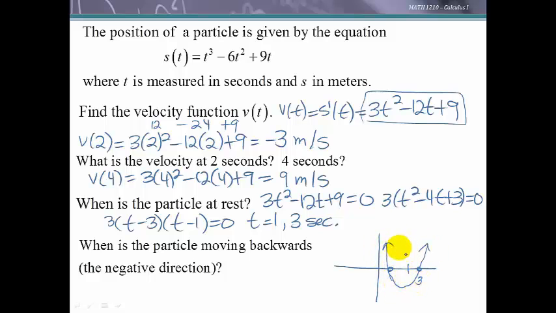I don't need it any more accurate than that, because now I can answer the question of when it was moving. When velocity is positive, that would be these upper pieces, and when the velocity is negative, that would be this lower piece there. And when we put 2 in, we got a negative velocity. When we put 4 in, we got a positive velocity. So when is this particle moving in the negative direction? That would be from 1 to 3 seconds, because we just graphed that velocity function and we got a negative there.